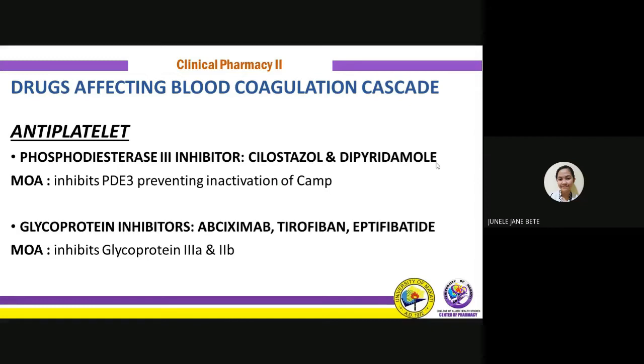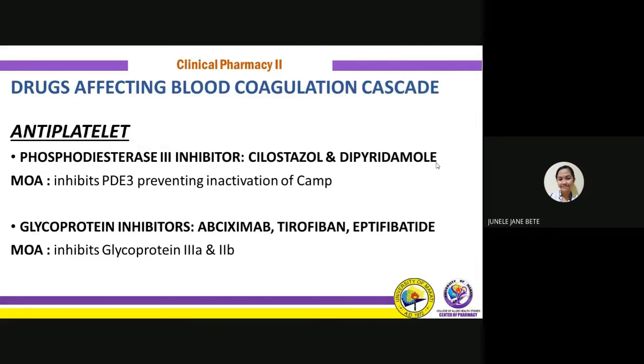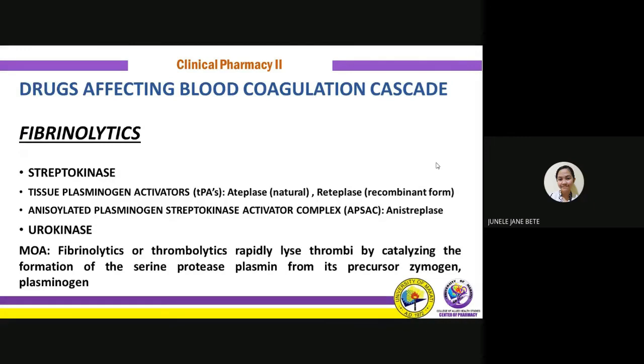platelet aggregation. And then next is glycoprotein inhibitors, abciximab, tirofiban, eptifibatide. They inhibit the glycoprotein 3 and 2B receptor. So when the glycoprotein 3 and 2B receptor is inhibited, there's no platelet aggregation. Back to fibrinolytics. Fibrinolytics are drugs that affect fibrinolysis.